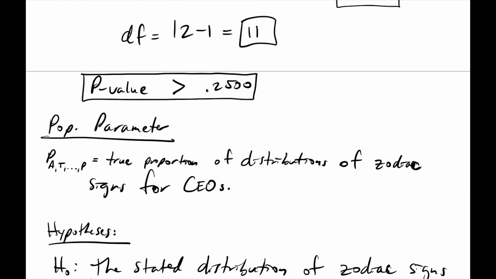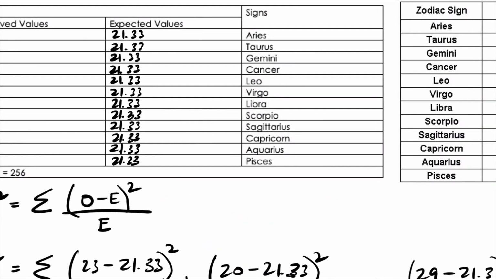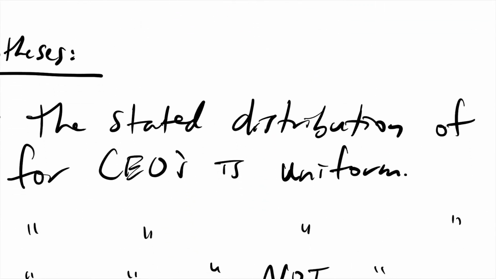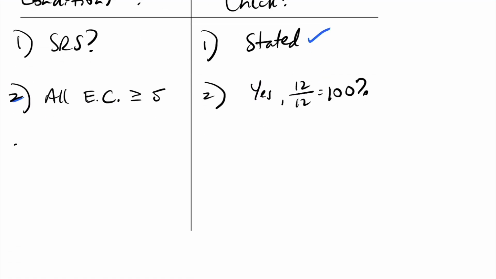So we go back to our table. Yep, they're all the same. Since this is uniform, they're all the same and they're all above 5. So 12 out of 12. Yes. 12 out of 12 equals 100%. Okay, and then the last condition, 80% of expected counts are greater than 1.